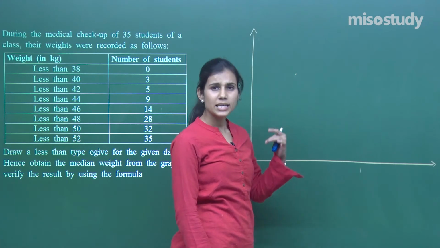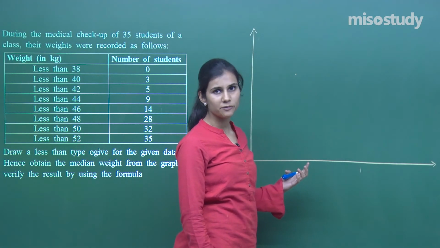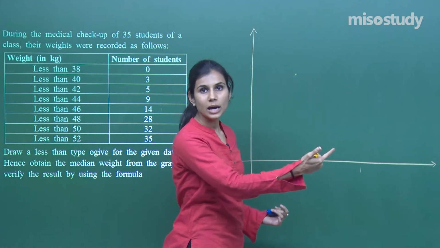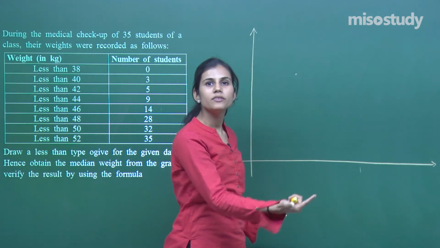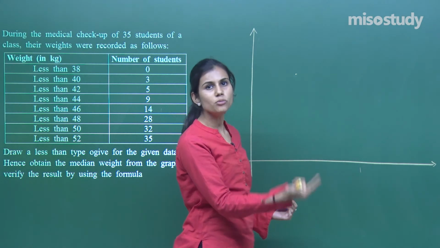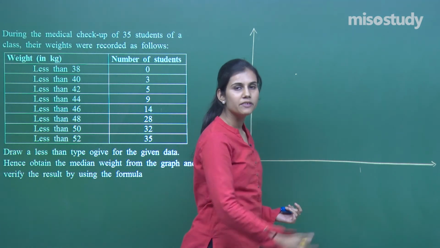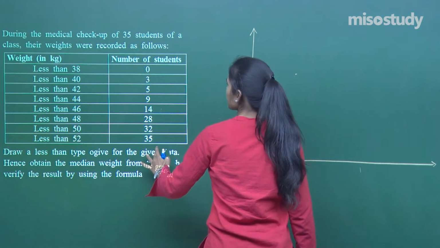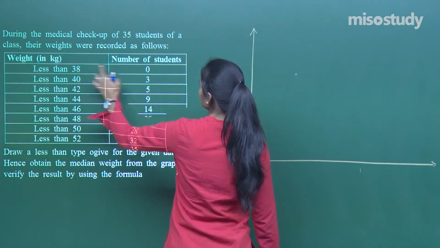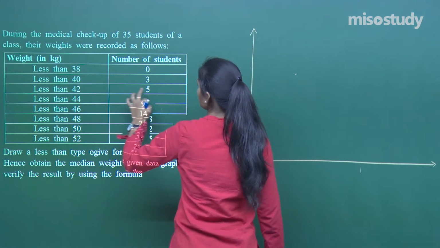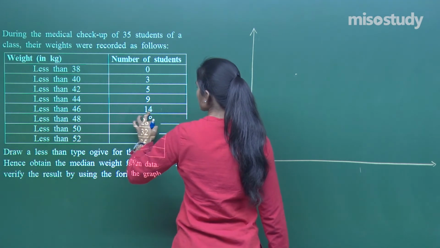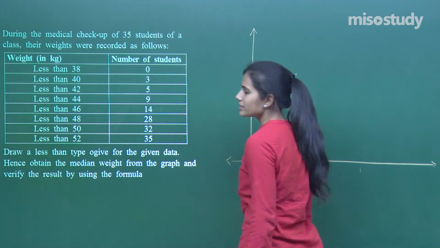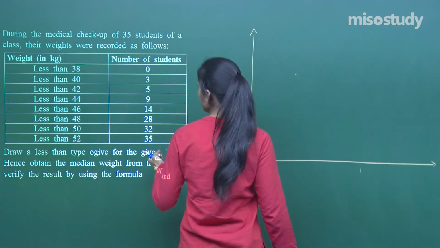Is it clear? If class intervals and frequencies had been given to me, I would have just picked up the upper limits, got the less than the upper limits column, and then developed the corresponding cumulative frequency column, and that would have given me the ogive. But here the less than column and the cumulative frequency column are already prepared. So I have my points with me: 38, 0; 40, 3; 42, 5; 44, 9; 46, 14; 48, 28; 50, 32; 52, 35. So I will just be plotting them.